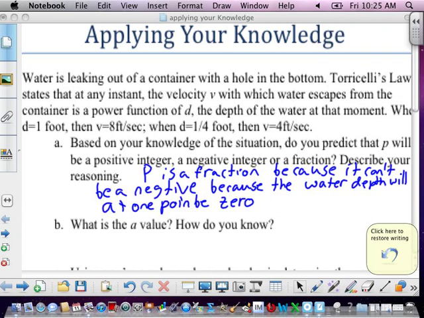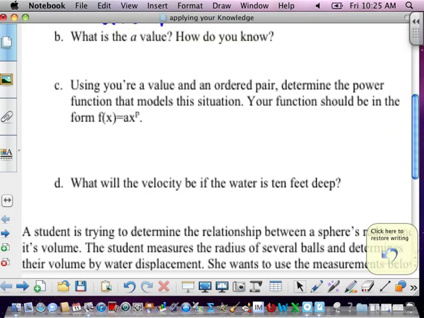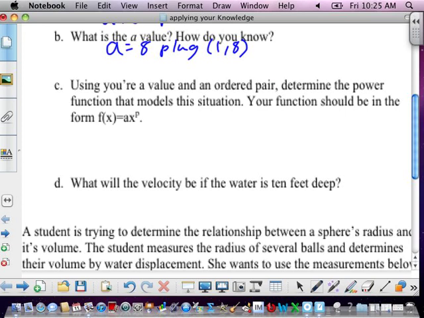Sorry that this is disappearing. Okay, so the A value, A equals 8, because we plug (1, 8) into the formula. V equals A times d to the p. Okay, so we get 8 equals A times 1 to the p. And since 1 raised to a power is 1, the equation requires us to find that A equals 8.